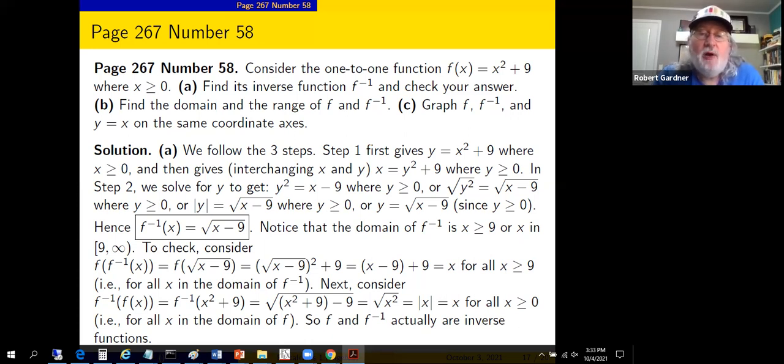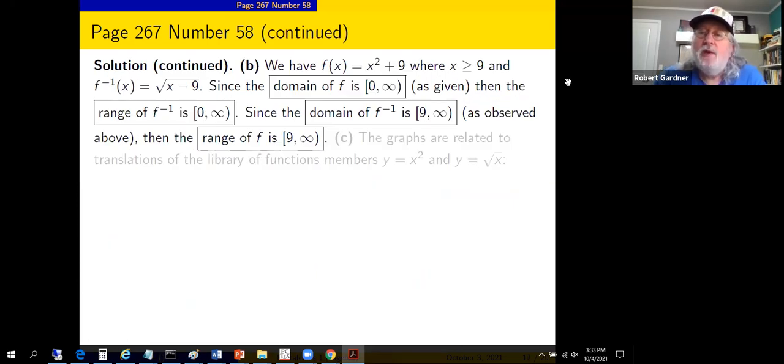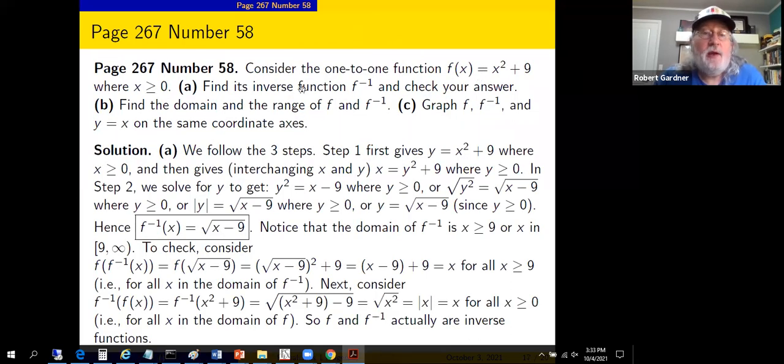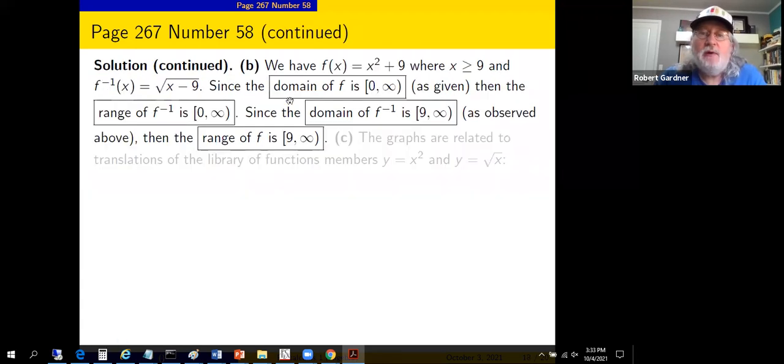Domains and ranges, well, we were actually given the domain of the f function. We were told that f of x was x squared plus 9, where x was greater than or equal to, that's a little typo there, wasn't it? Yeah, that should be 0, excuse me. Oops, little error there. x is greater than or equal to 0. I will correct that. This should read x is greater than or equal to 0. Error on my typing part.